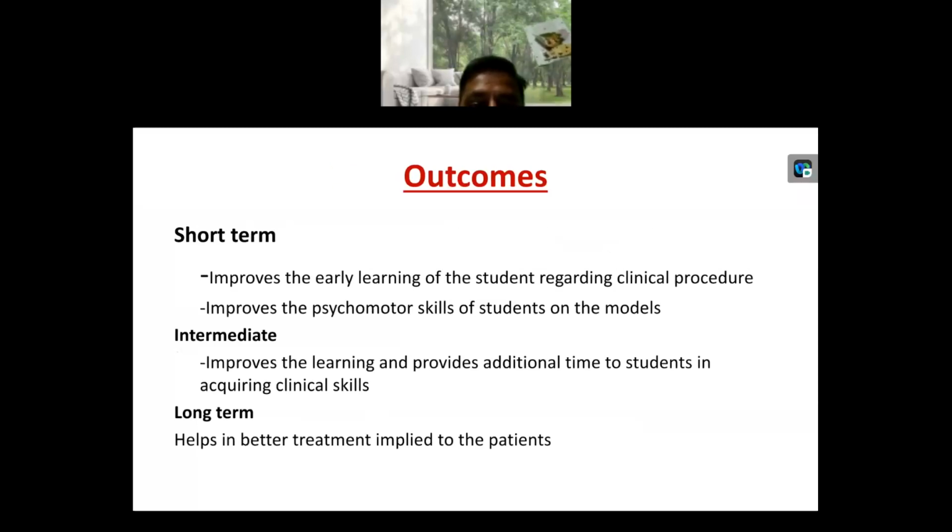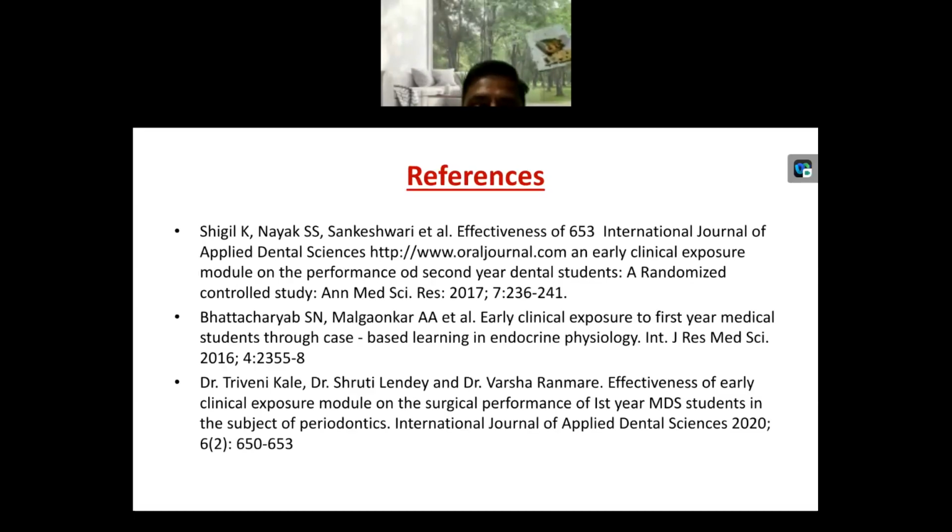So I'm looking at three outcomes. The short-term outcome is to improve the early learning of the students regarding clinical procedures and to improve the psychomotor skills of the students on the models. The intermediate outcome is to improve learning and provide additional time to students in acquiring clinical skills. And the long-term outcome is to help in better treatment being provided to the patients. These are my references, ma'am.